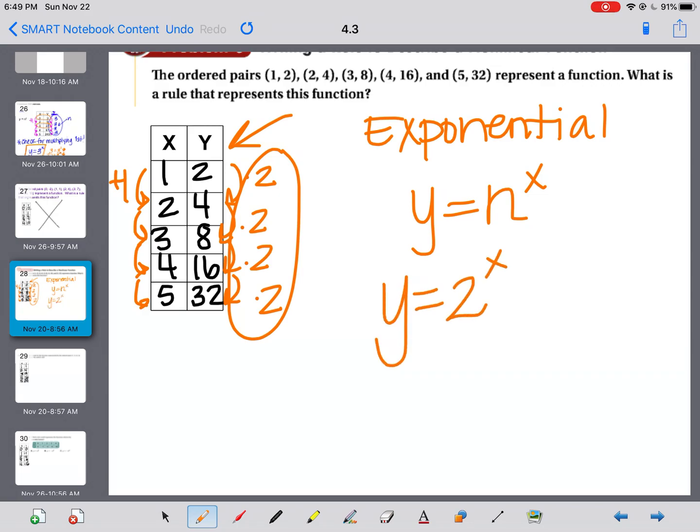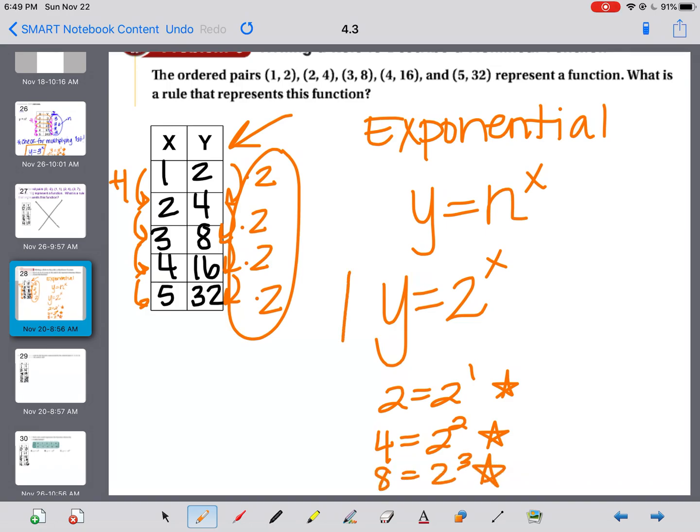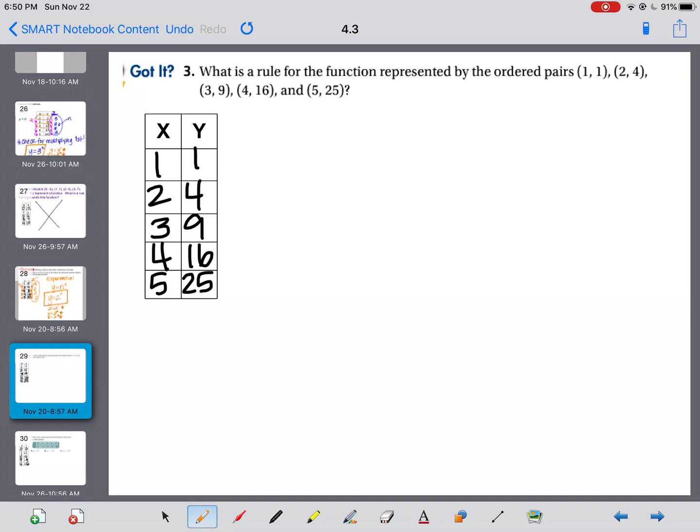Okay, the parent function, if you remember, for exponential was y equals n to the x. And my n is these 2's. So y equals 2 to the x power. And then we just want to make sure that that works. If I plug in 2 equals 2 to the first power, that works. 4 equals 2 to the second power, that works. 8 equals 2 to the third power, all of those work. So I know that this is my function rule.